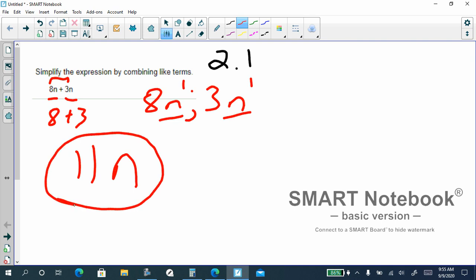So one important note is we're not changing the exponent. Exponents are for when we are multiplying things together. So they are still n's or n's to the first. We're just adding the coefficients.